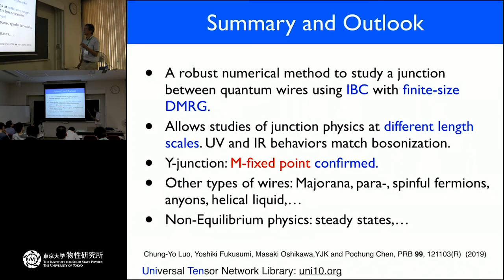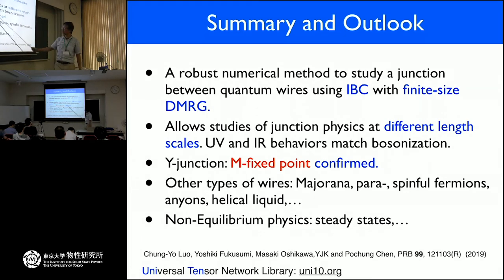So finally, I'll conclude. The numerical method we propose basically uses this infinite boundary condition to simulate this semi-infinite wire. It's pretty robust, not so difficult to implement, and it allows us to study this junction physics at different length scales. We successfully confirmed the existence of the N fixed point in this Y junction. This can be applied to other wires.